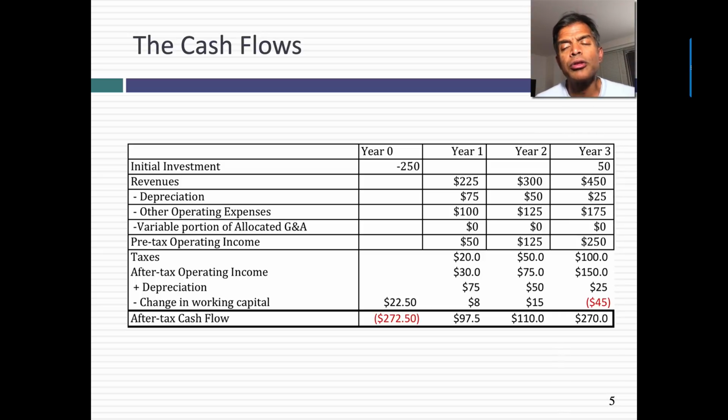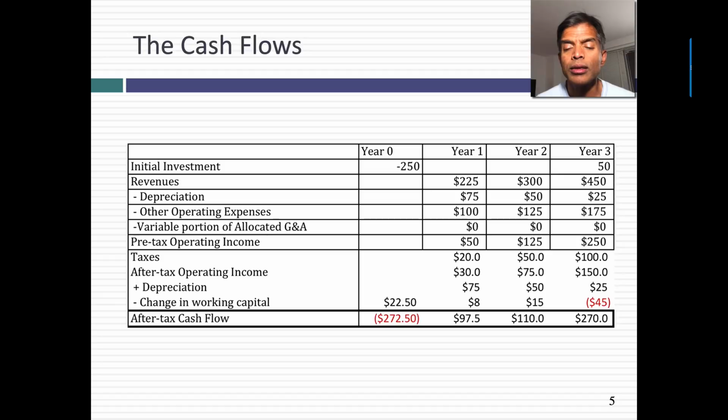You subtract out other operating expenses. But remember, you were told the allocated G&A is all fixed. It's nothing to do with the project, so set it to 0. The pre-tax operating income you now have is really the incremental pre-tax operating income in this project. You apply the 40% tax rate to it, you get an after-tax operating income. Then you add back the depreciation, because remember, it's a non-cash expense.